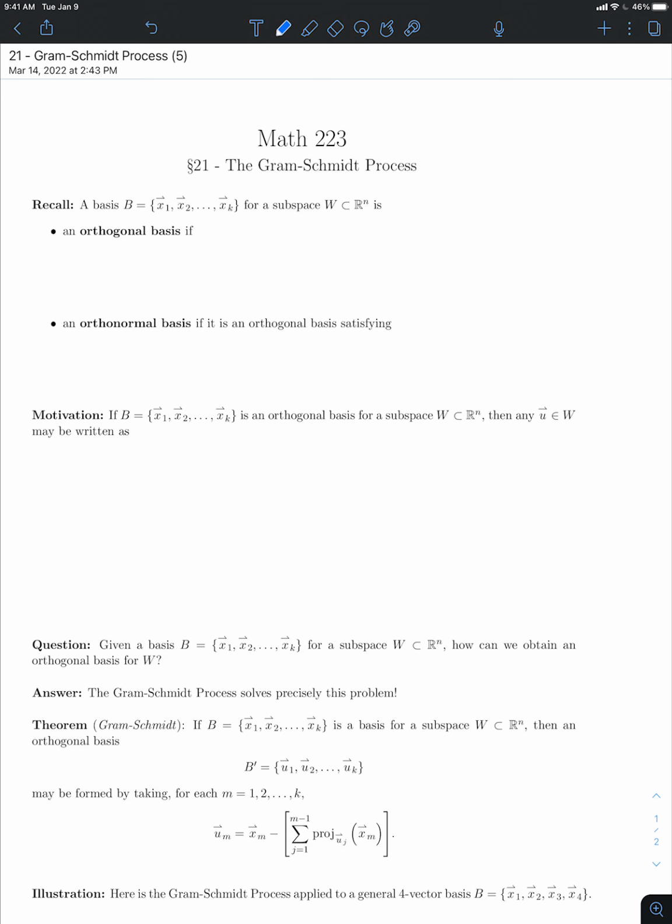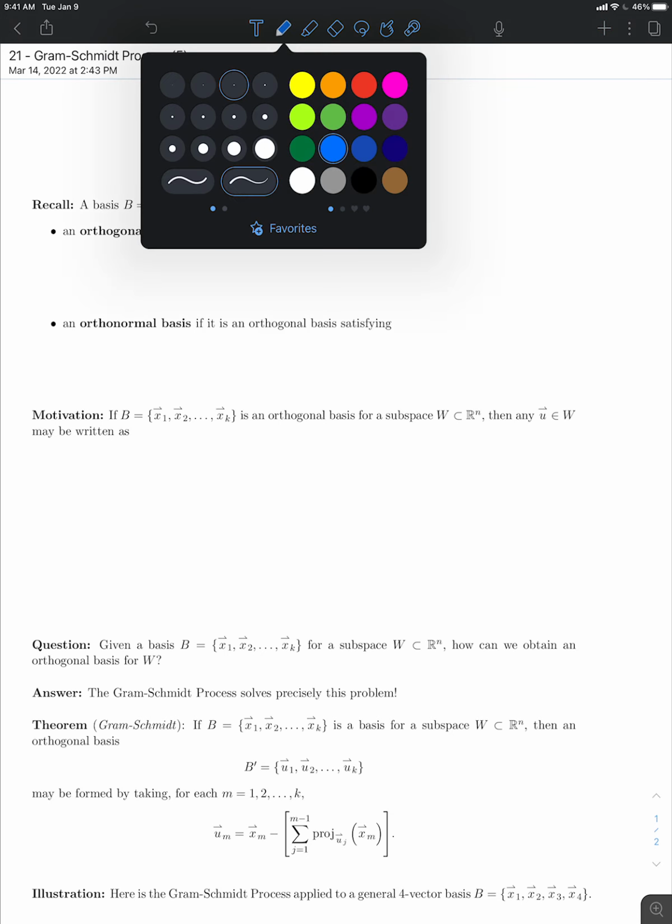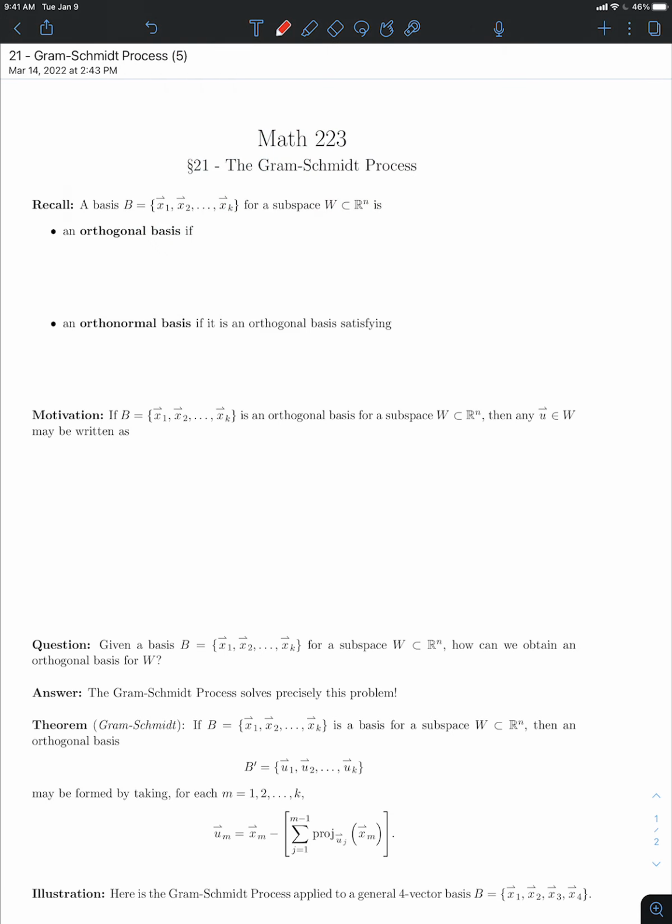Okay, so chapter 21 is about a process called the Gram-Schmidt process. What that process is for is taking as a starting point a basis, B, for some subspace W of Rn, and turning it into an orthogonal basis, which means modifying all the vectors slightly so that they're all orthogonal to each other. That's what it means to be an orthogonal basis. Let's just start by going through that again.